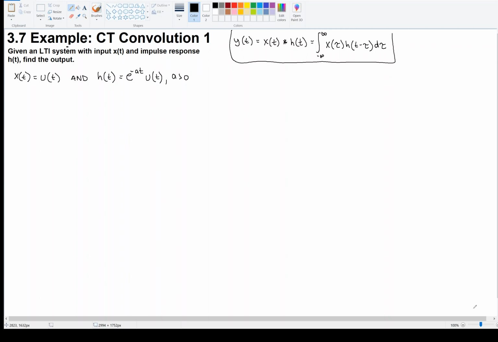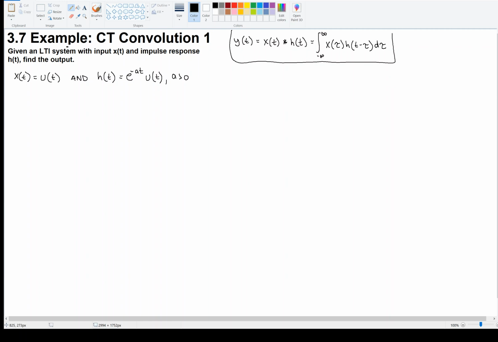All right, we're looking at our first example of continuous time convolution. So here's the problem. Given an LTI system with input x of t and impulse response h of t, find the output. And x of t is the unit step, and h of t is this decaying exponential. And I know it's decaying because we're given that a constant, a, is greater than 0, so the exponent is negative, meaning it decays.